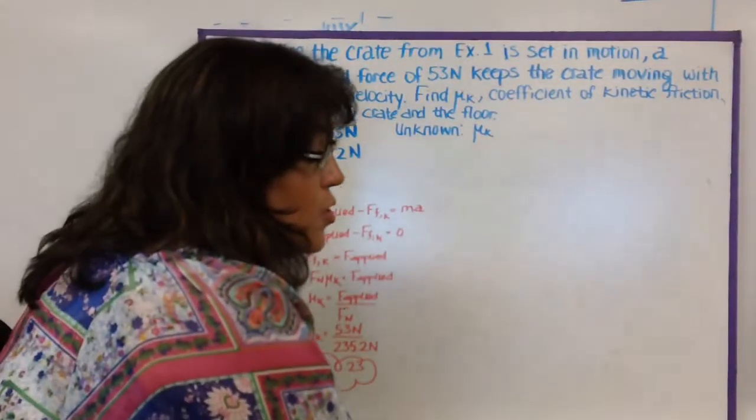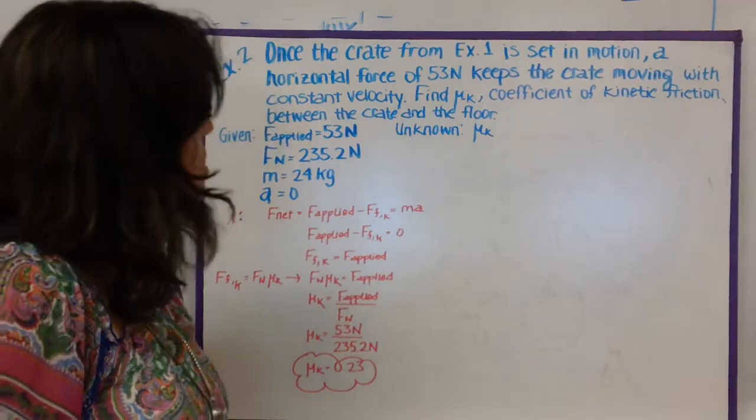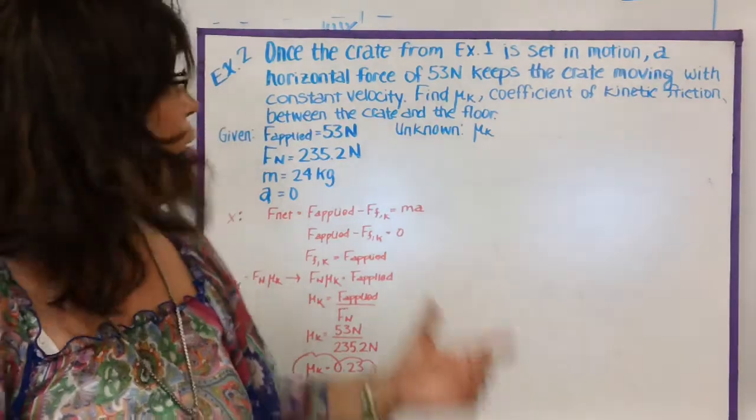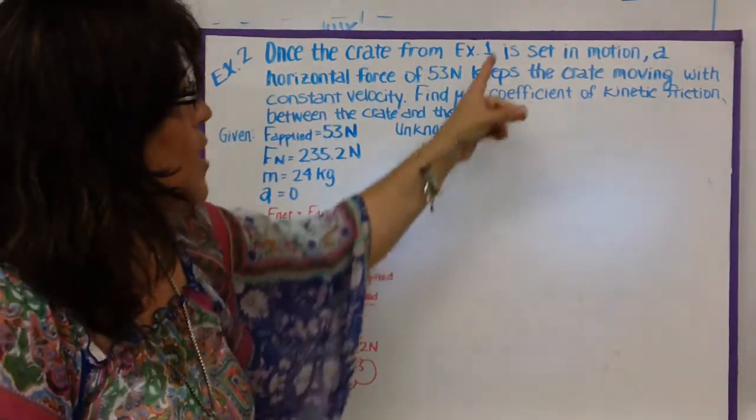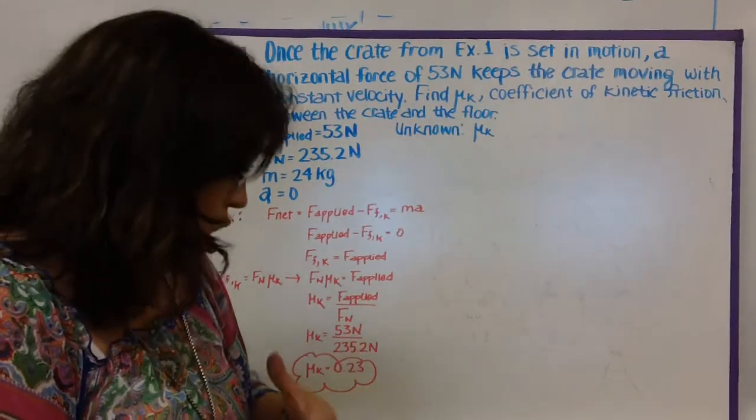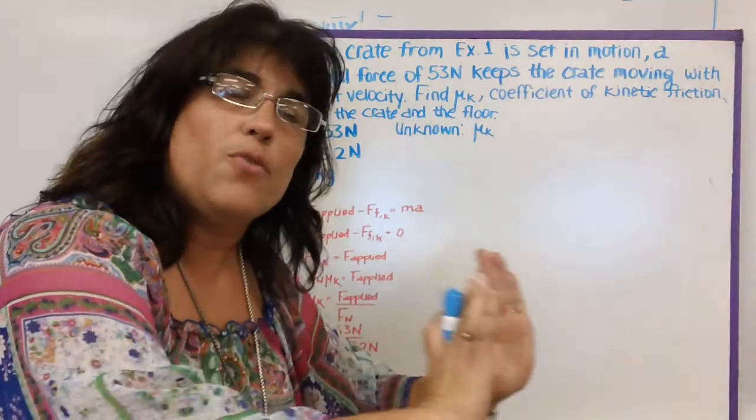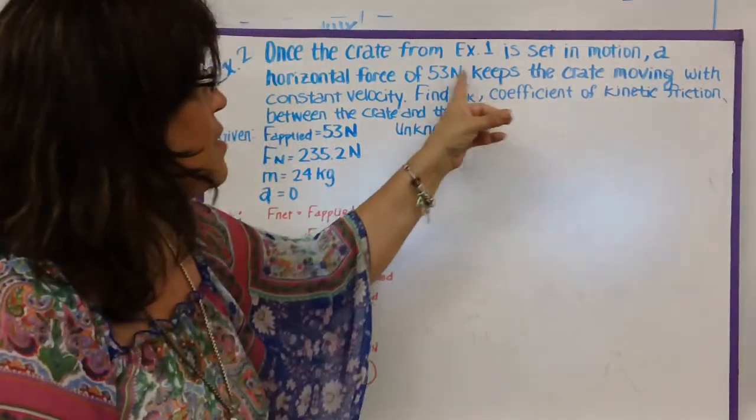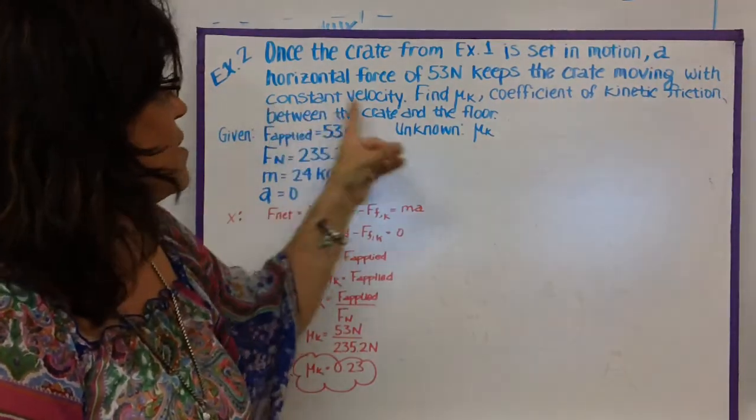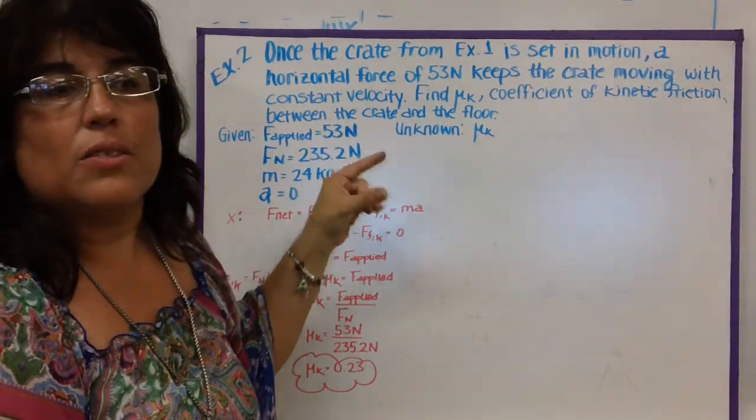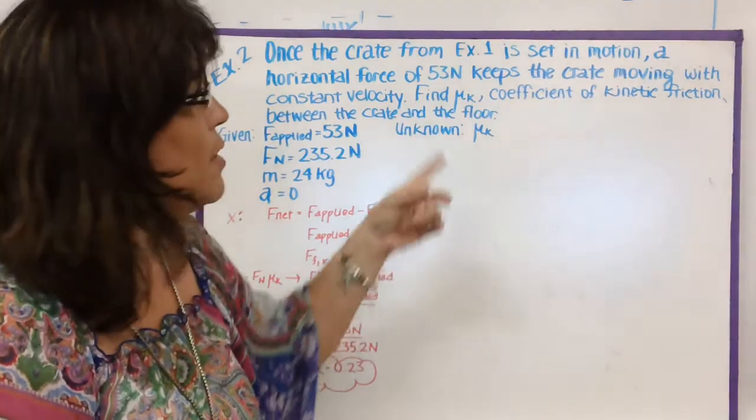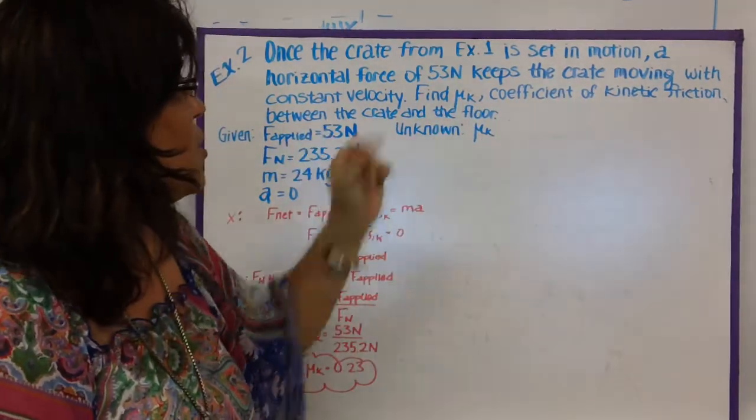Okay, so now we're going to use the same example, but now the crate starts moving. So now we're going to be talking about kinetic motion. Once the crate from the first exercise is set in motion, a horizontal force of 53 newtons keeps the crate moving. So it takes 75 newtons of force to get it to move, but once it starts moving, it only takes 53 to keep it going. It's moving with constant velocity. That is telling us that our acceleration is 0. Find mu sub k, which is the coefficient of kinetic friction between the crate and the floor.